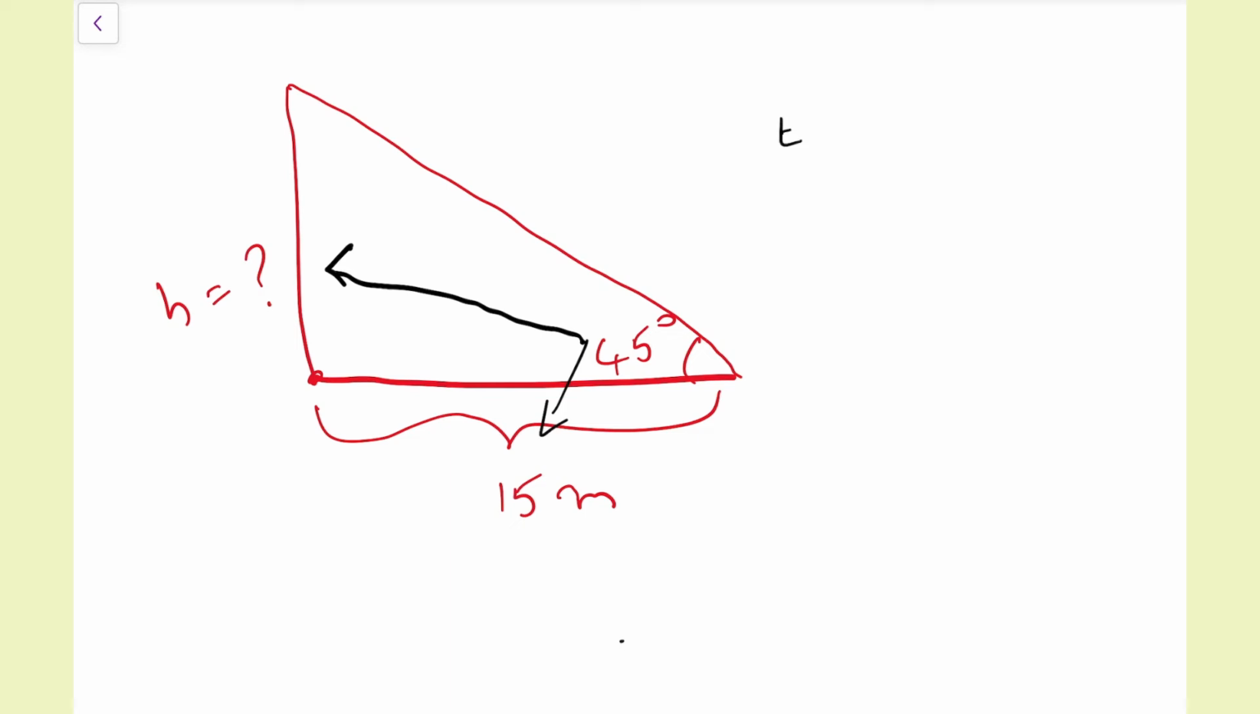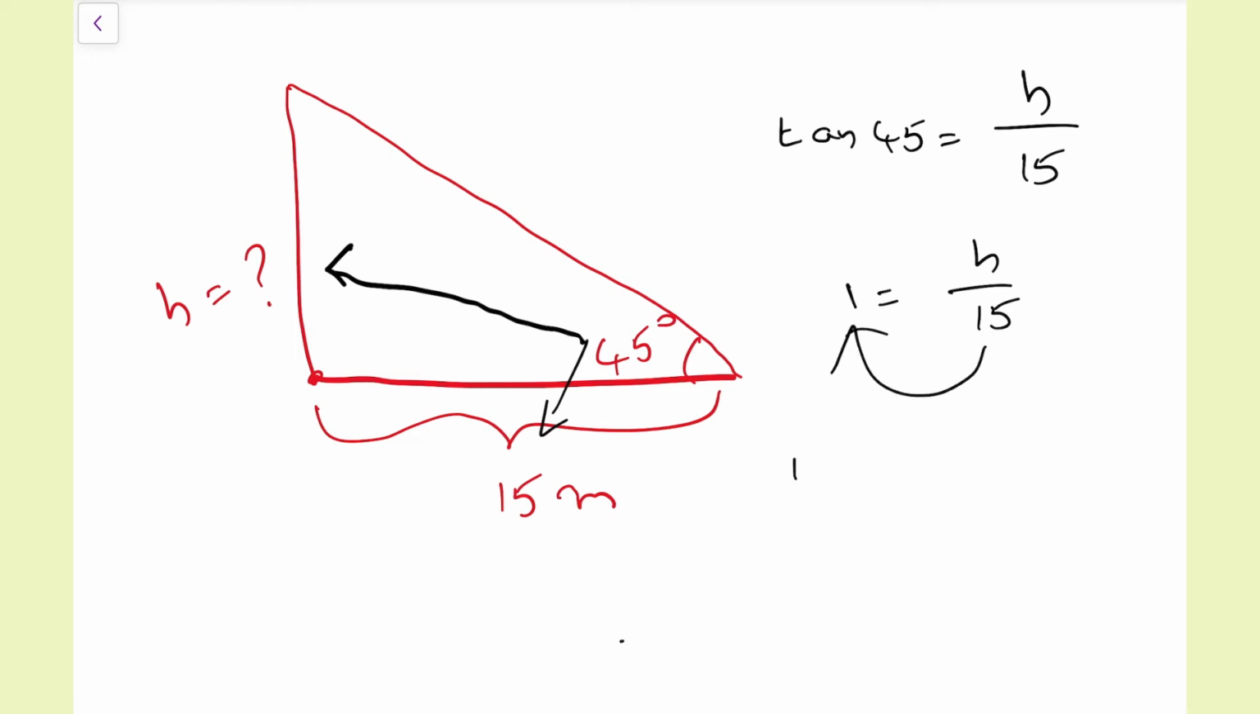Tan. So apply tan. Tan 45 equals opposite, which is the height, we don't know, divided by adjacent, which is 15. Tan 45 is 1, which equals h by 15. Take this 15 to this side. 1 into 15, 15 equals height. The height should be in meters, so write m again, because here also it is in meters. So the height of the tower is 15 meters.